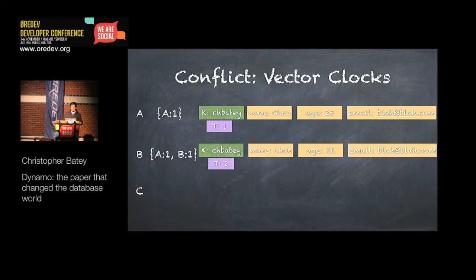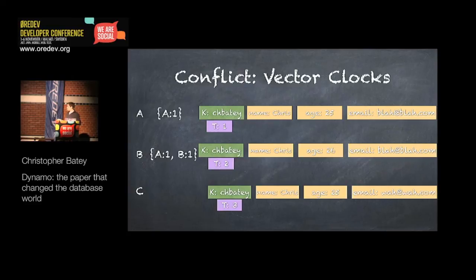When client C comes in to update it, remember he's updating the email, but he's doing it having read A's value. He hasn't seen this one. So what's he going to do? Well, the vector clock becomes A1 because it comes from here, and then he only adds C1. He's never seen B1. Now, with this, we can actually work out that these two have conflicted. When we write this one, we know we've never encountered this one in that write path.